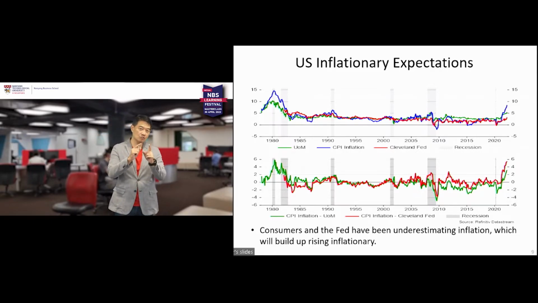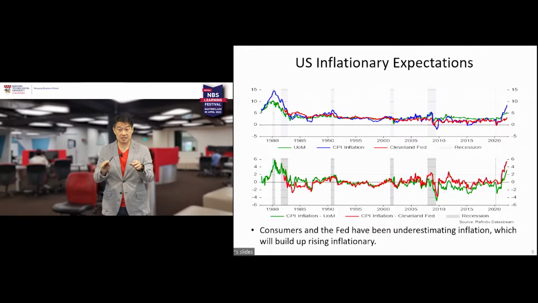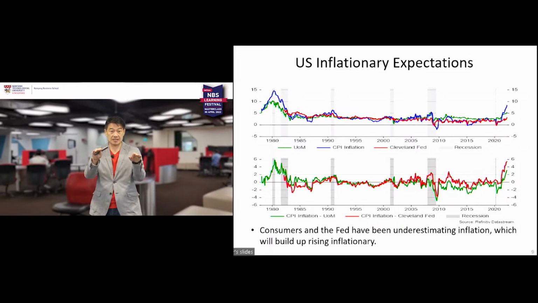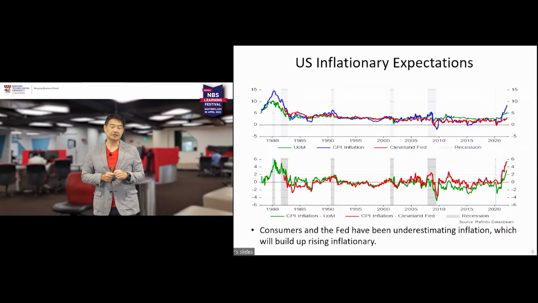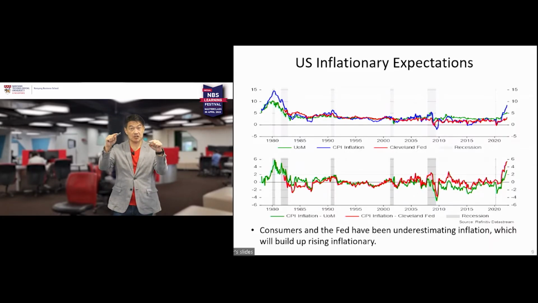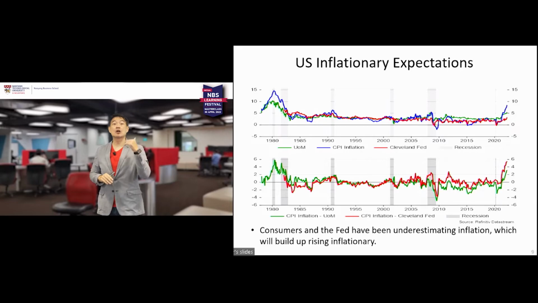Now, what of course you notice is that for the past 30 years, if you look at the lower chart, from about 1990 to about 2020, for those 30 years, guys, consumers have been overestimating inflation. The difference between actual inflation and inflationary expectation has mostly been negative. Means consumers have been overestimating inflation.